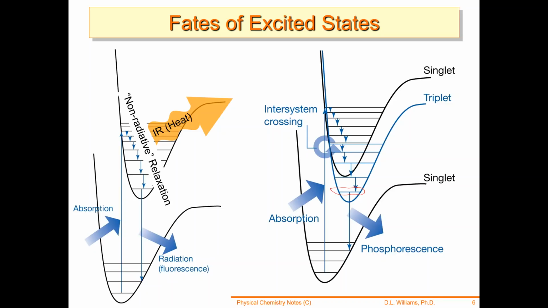And so then, over here, this might be singlet to singlet or triplet to triplet. There's no change in multiplicity, and this is fluorescence here. So we'll do singlet and singlet up here. Because there's no change in multiplicity, it happens very quickly.